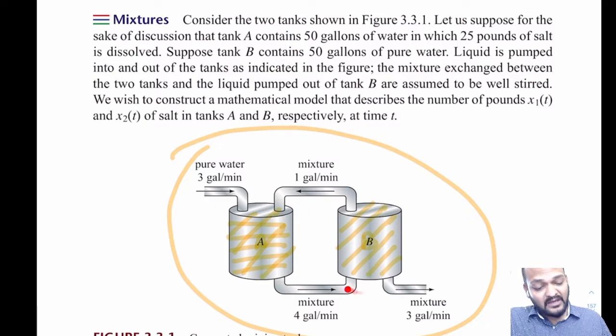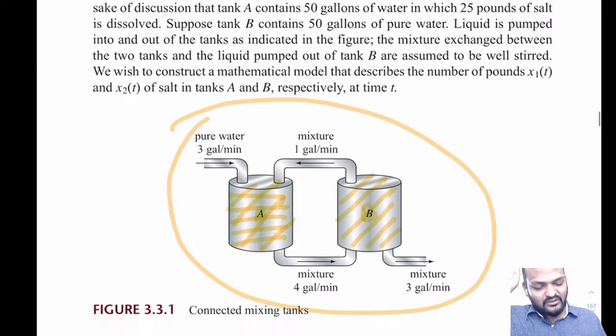If you look at tank B, 3 gallons per minute of the current mixture is going out. And if you take a look, 4 gallons is coming in and 1 gallon is going out, so that's 4 minus 1, which is 3 gallons. So the amount of liquid in tank B is also the same at any given point of time, right? We need to keep that in mind.